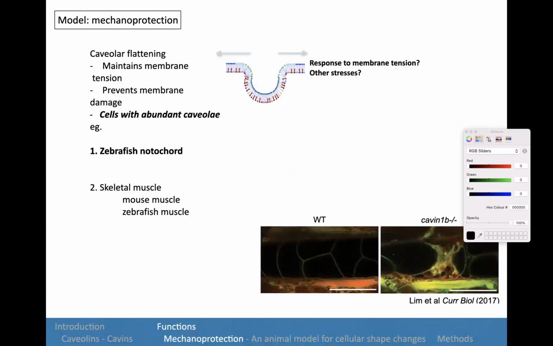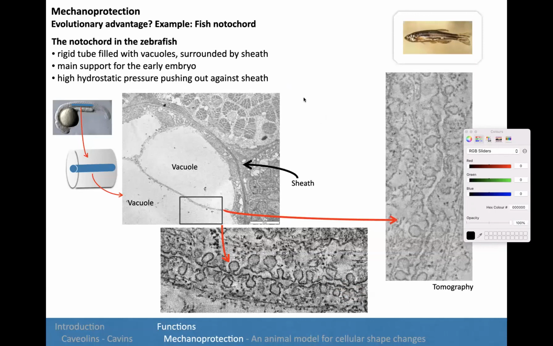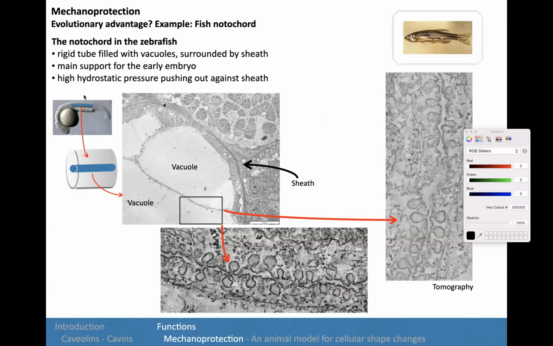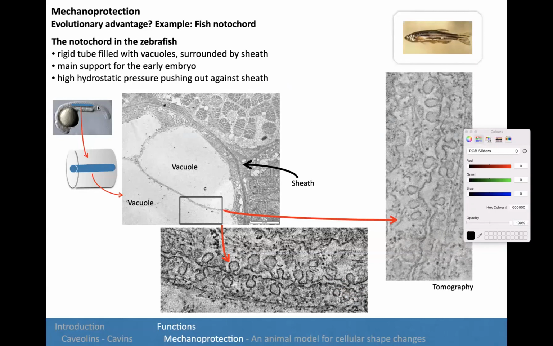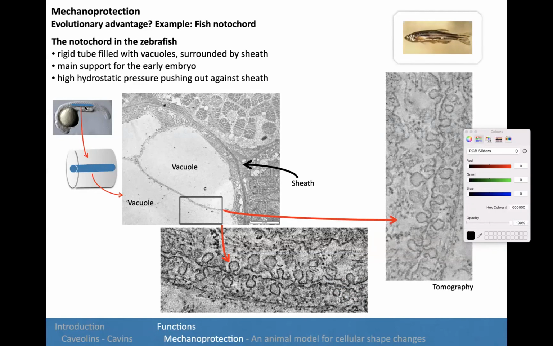And so we looked at this in a couple of systems, and I'm going to very briefly mention this story where we looked at the zebrafish notochord. So why the zebrafish notochord, and what is it? The zebrafish embryo is able to swim around because, at this stage, it has no skeleton, but it has a very rigid structure in the middle.